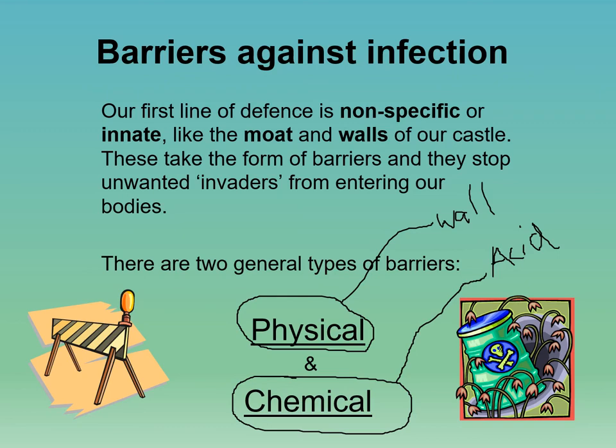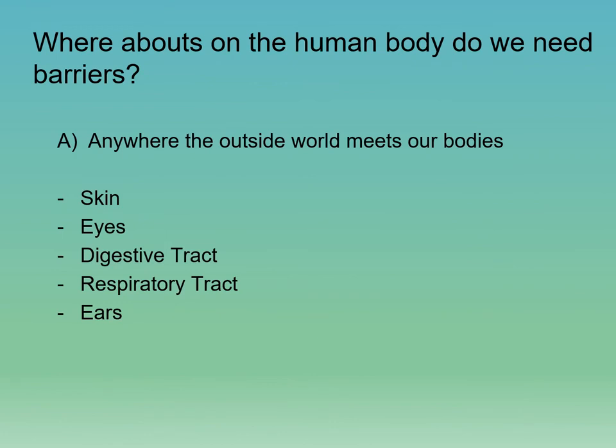Now, lots of them are common sense, and we'll go into them in a little bit more detail. So, a rhetorical question: whereabouts in the human body do we need barriers? The simple answer is that we need them wherever the outside world meets our bodies. So any mucous membrane, any membrane that is a barrier between the outside world. So our skin is the obvious one, you know.